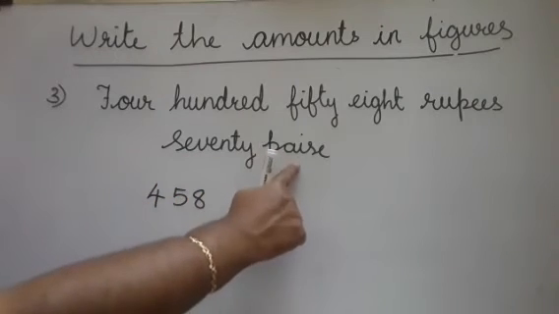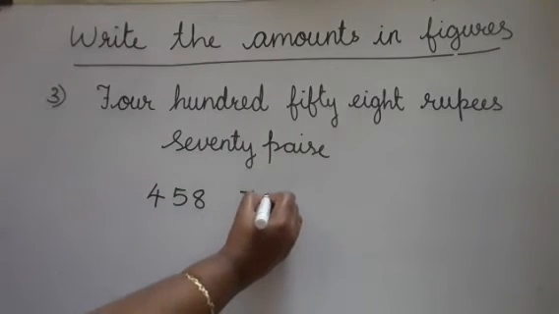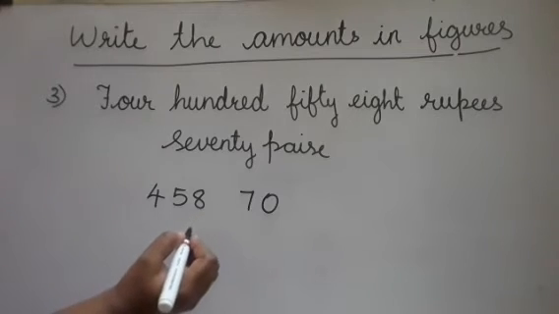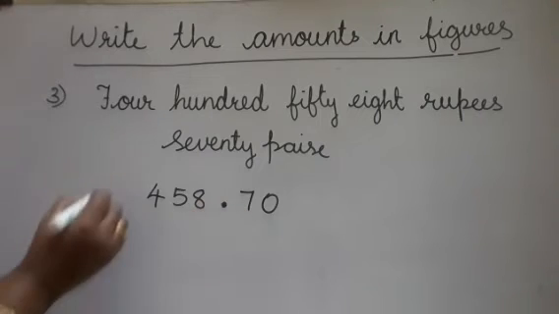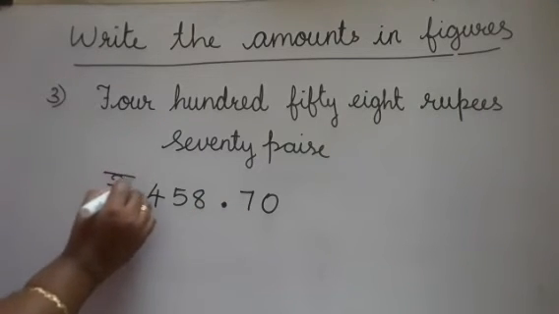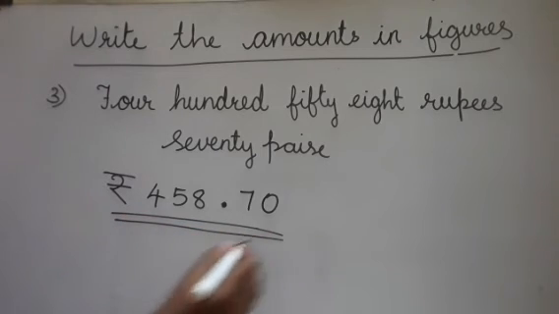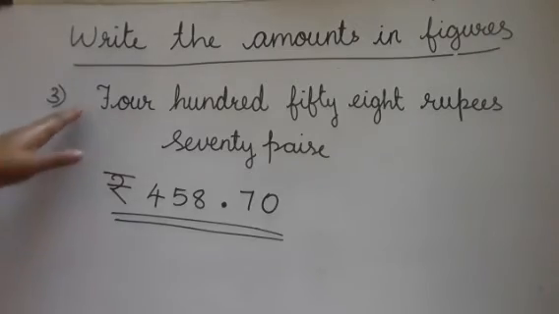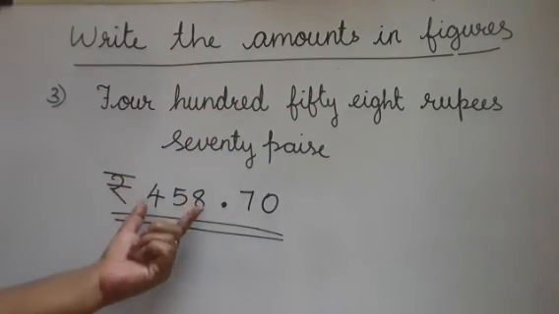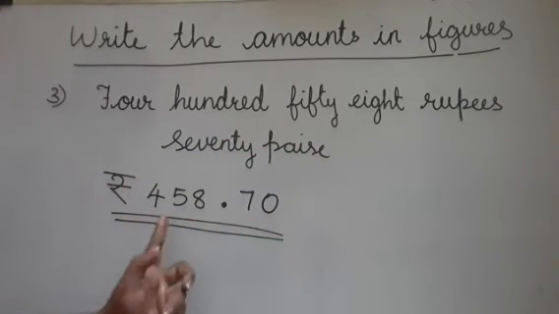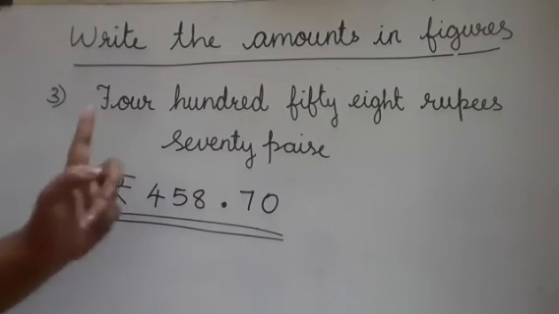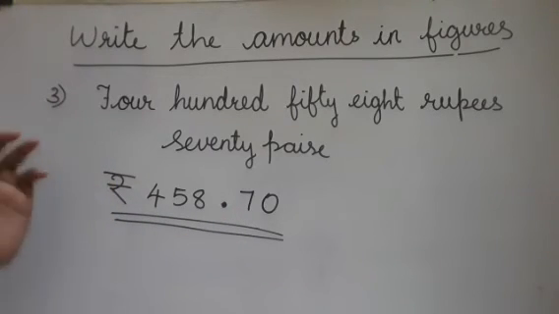Then it is 70 paise. We can write the 70 here. Then, can you tell me what we can do? Yes, we can put a dot and then put the symbol of rupees at first. Then we can say that this is how we can write the amount in figures. First, look to the rupees and write the amount. Then, look to the paise and write that amount. In between the rupees and paise, we can put a dot and we can draw the symbol of rupees at first. Is it clear, my dear kids?